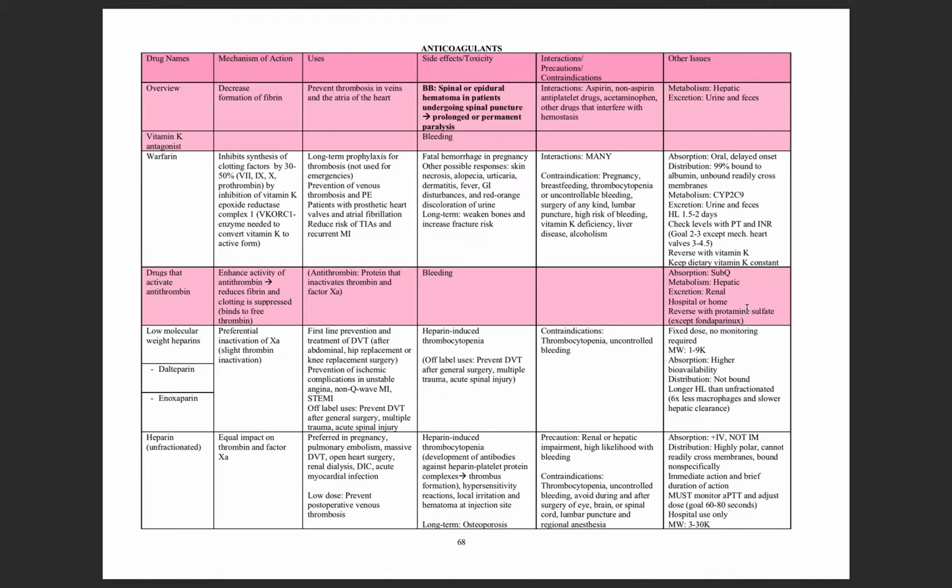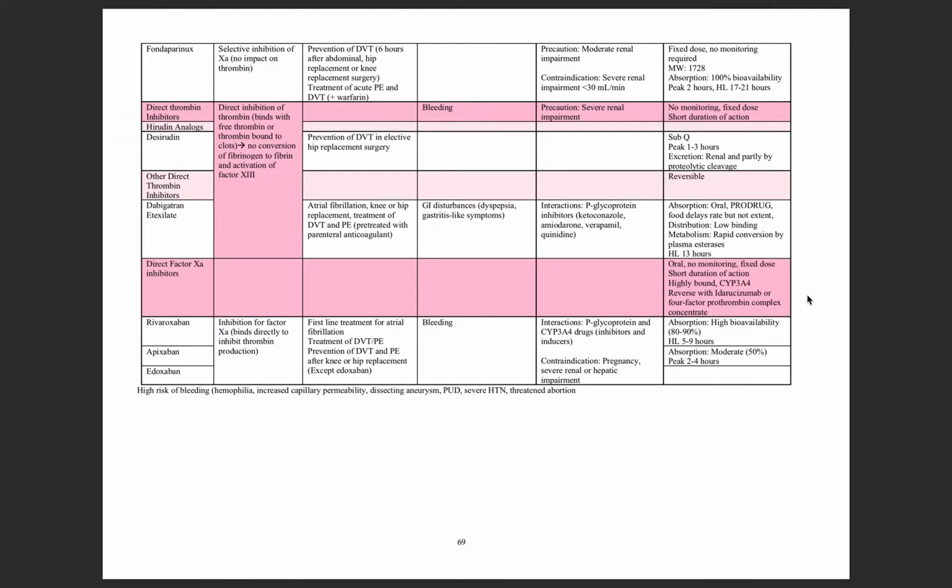This can be reversed with protamine sulfate, and it's given subcutaneously. Additionally, unfractionated heparin can be given IV, and it must be monitored by a prothrombin time and adjusted to our specific goals.